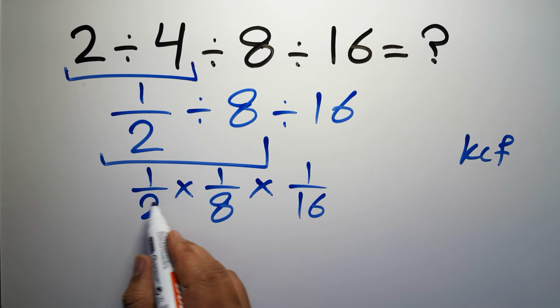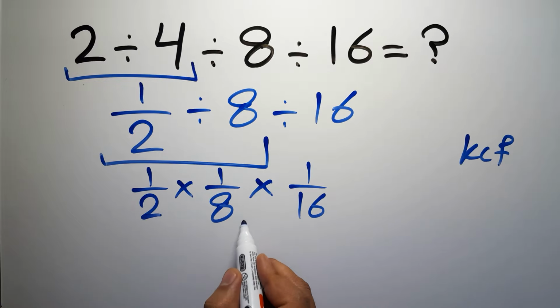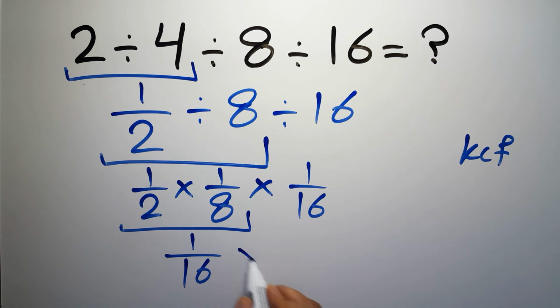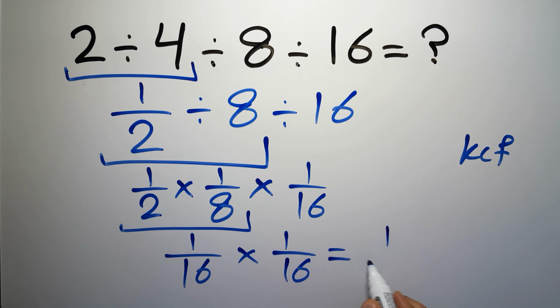First we do this multiplication. 1 over 2 times 1 over 8, which equals 1 over 2 times 8 gives us 16. So 1 over 16 times 1 over 16, which equals 1 over 16 times 16 gives us 256. So 1 over 256.